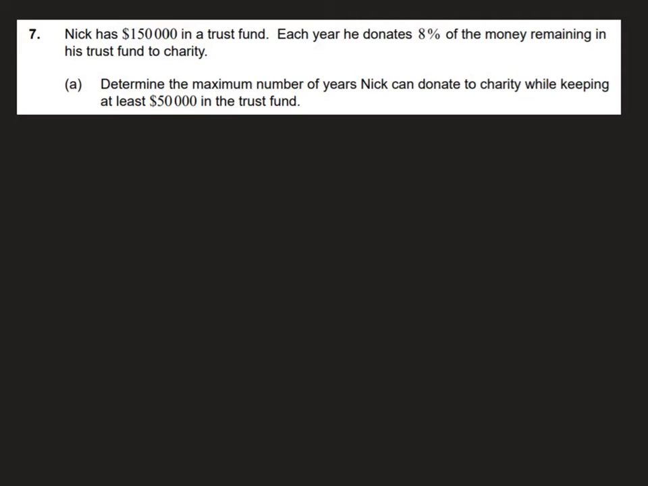In question 7, we are looking at finance, and we've got Nick, who is very lucky because he has quite a sizable trust fund and has decided to donate 8% of the money remaining in his trust to charity. We're asked to find the maximum number of years that Nick can donate to charity while keeping at least $50,000 in the trust fund.